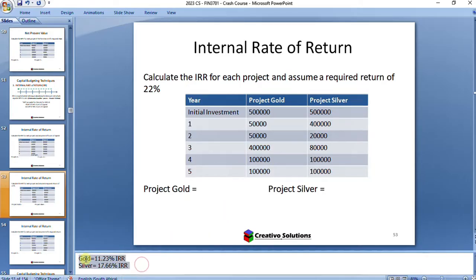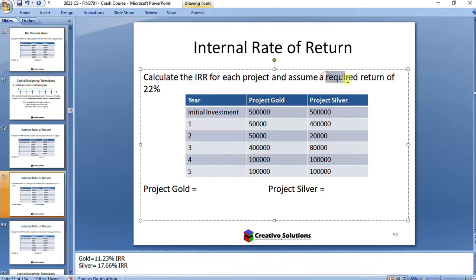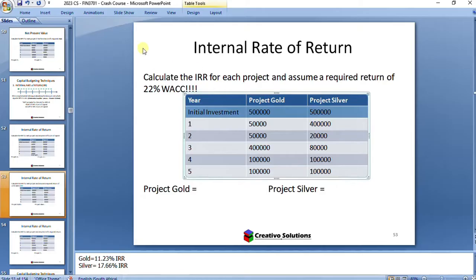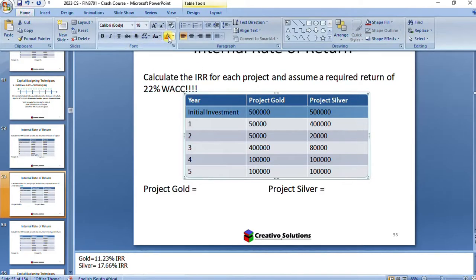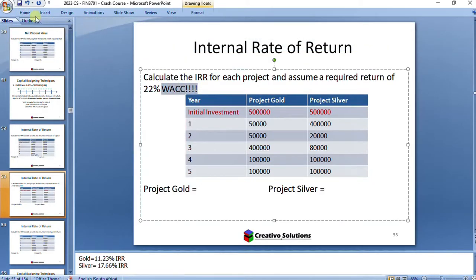Those are pretty good returns on investment, but the problem is, if the required return, or I could even have said here, the WACC, was 22%, what does that actually mean? Remember, we're going to talk about this later. I'm just highlighting it because it comes up later, weighted average cost of capital. I'm trying to link something you know now to something we'll look at later.